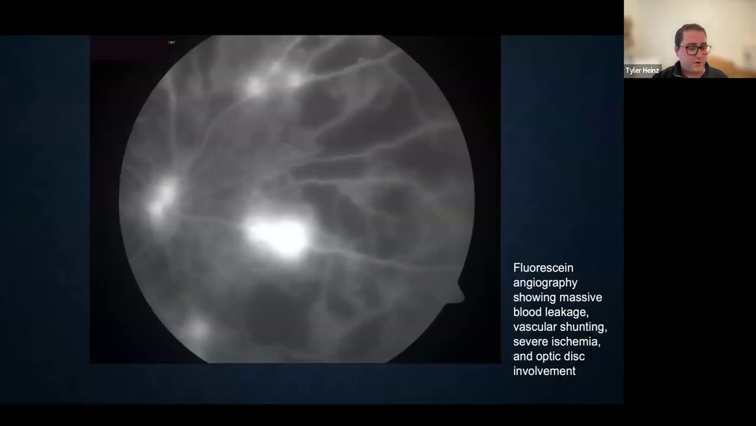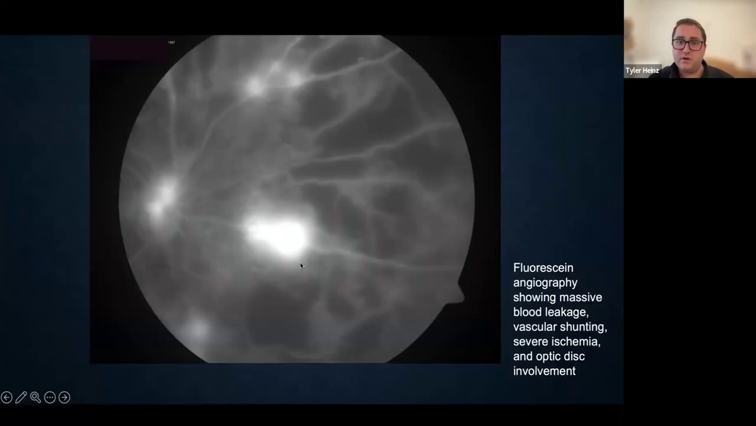Moving on, number 38. This is another fluorescein angiography. So again, we're using that dye to take a photo of the back of the eye. This is showing massive leakage of the blood. And that's these big hyperfluorescent areas, these bright white areas, even involving the optic nerve here. So you can see all this blood leakage all over the place.